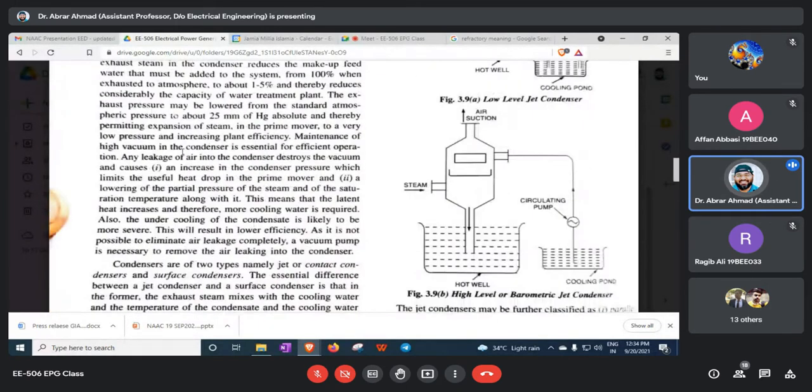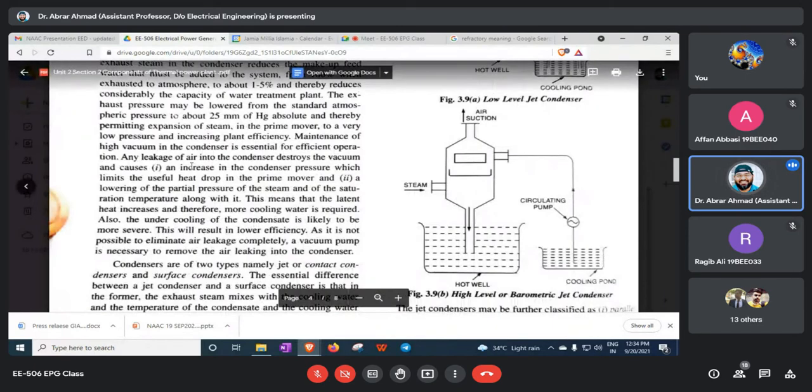Any leakage of air into the condenser destroys the vacuum and causes an increase of condenser pressure, which limits the use of heat drop in the prime mover, and a lowering of the partial pressure of the steam and of the saturation temperature. This means that the latent heat increases and therefore more cooling water is required. Also, the undercooling of the condensate is likely to be more severe.